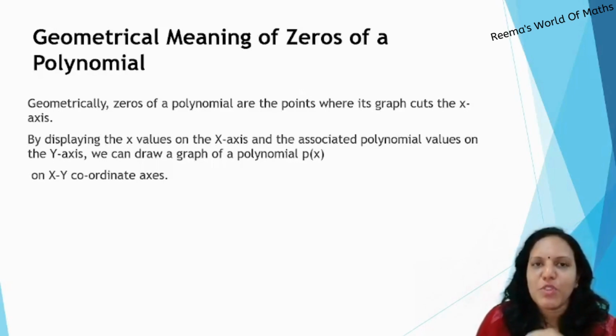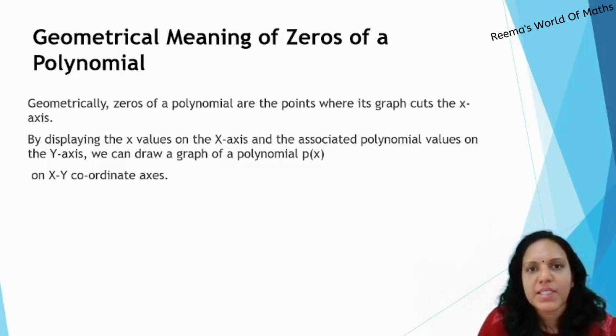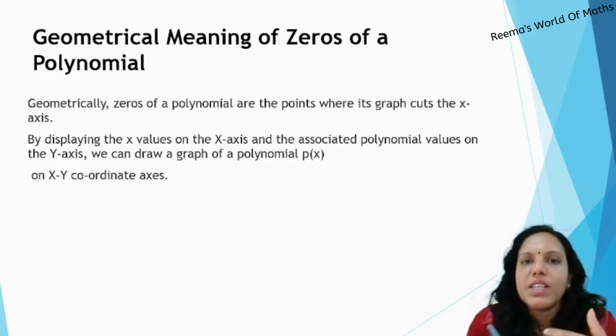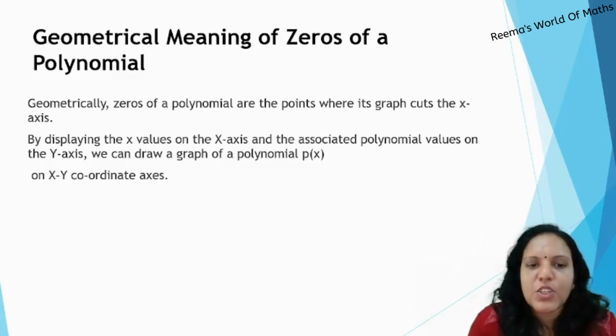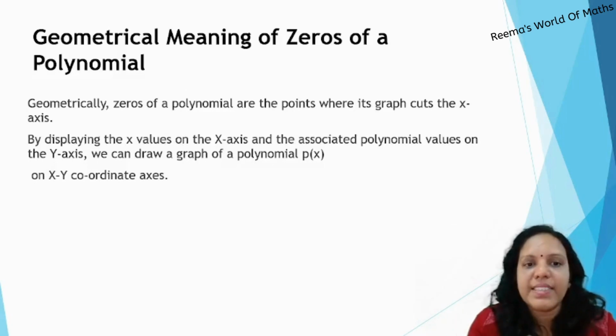Geometrical meaning of zeros of a polynomial. So students, what are zeros of a polynomial? Zeros of a polynomial are the values of x which make the polynomial equal to 0. Now we are representing these values in a graph. So the zeros of a polynomial are the points where its graph cuts the x-axis.